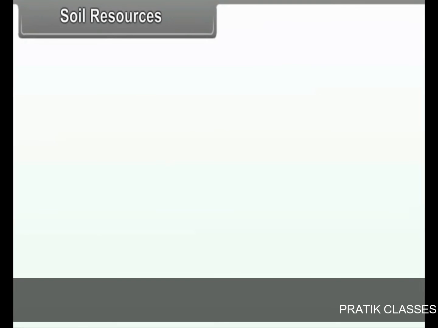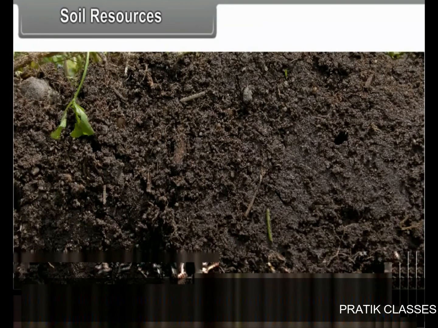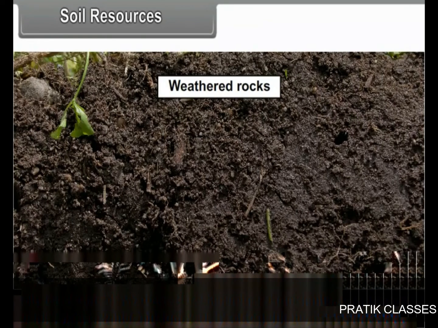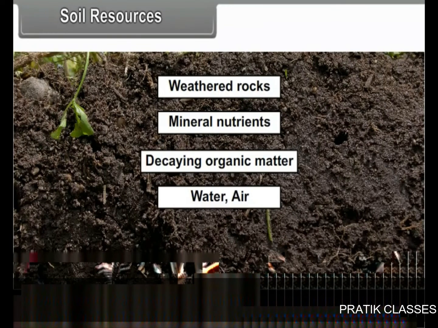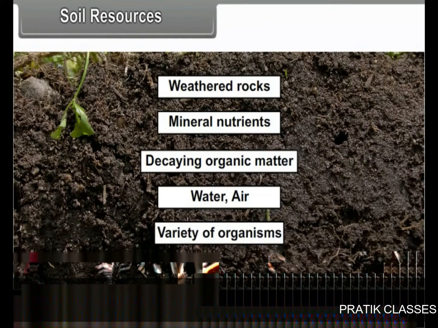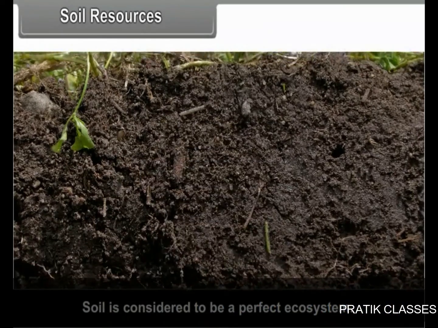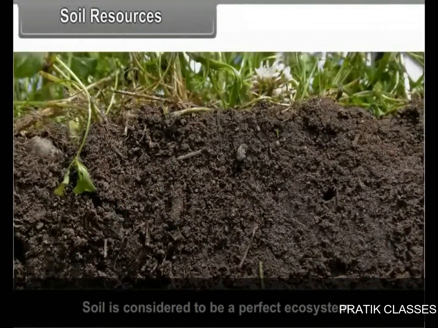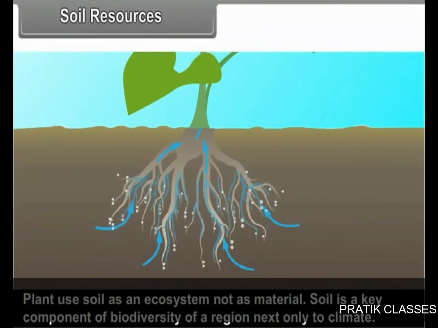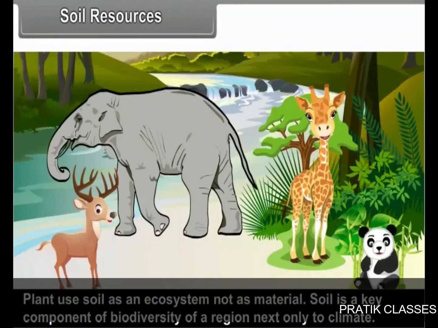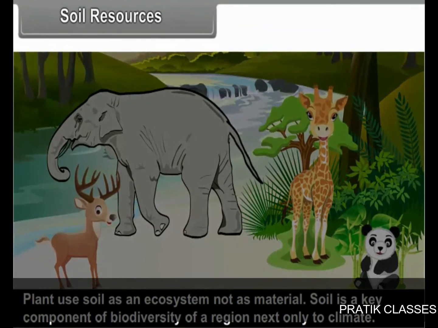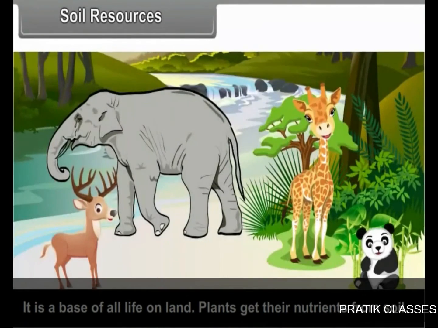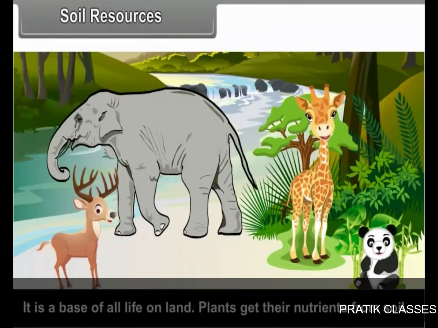Soil resources. Soil is basically a mixture of weathered rocks, mineral nutrients, decaying organic matter, water, air, and a variety of organisms. Soil is considered to be a perfect ecosystem. Plants use soil as an ecosystem, not as material. Soil is a key component of biodiversity of a region, next only to climate. It is the base of all life on land.